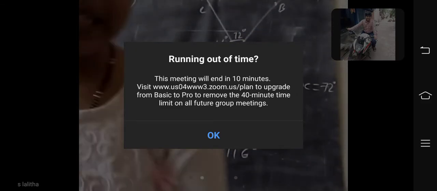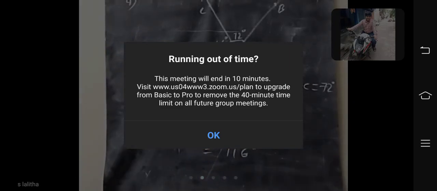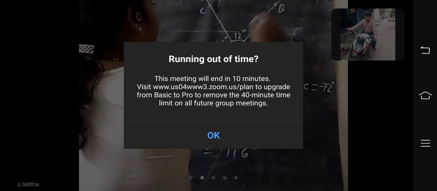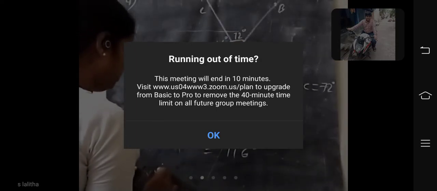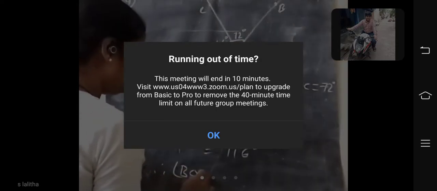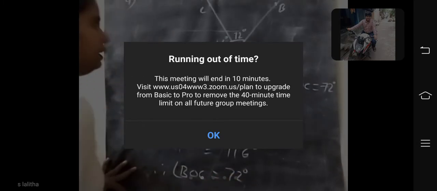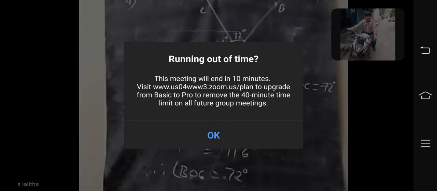Angle AOB total is 116 degrees. Next angle you should find is angle BOC. How much? 72 degrees. Therefore, angle BOC is equal to 72 degrees. Okay, children?